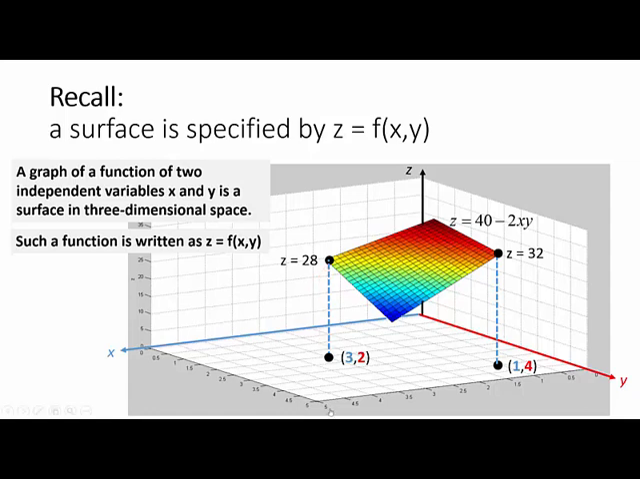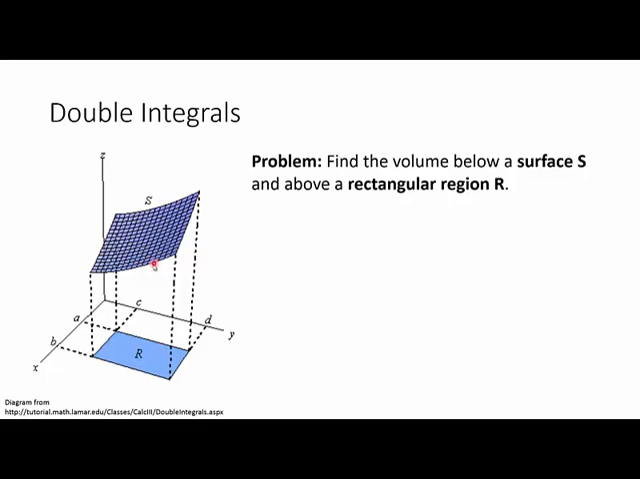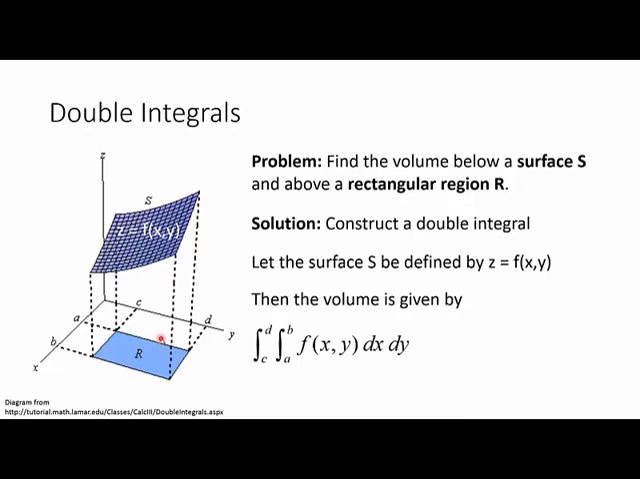We are now ready to begin our discussion on double integrals. Here, we have a surface S above a region R. The problem is then to find the volume below this surface S and above the region R. That means we are talking about this empty space between S and R. The solution is then to construct a double integral. Firstly, we let S be defined by z equals a function of two variables, x and y. Then, the volume that we want to find, which is this empty space between S and R, is given by this integral or this integral.